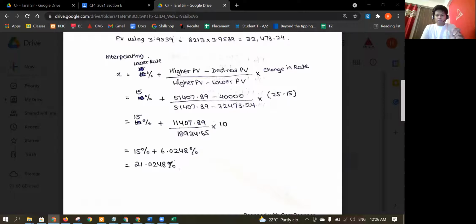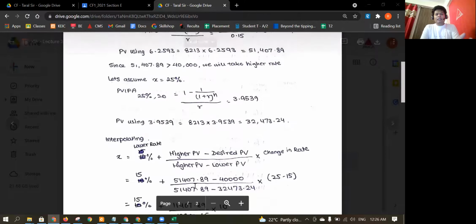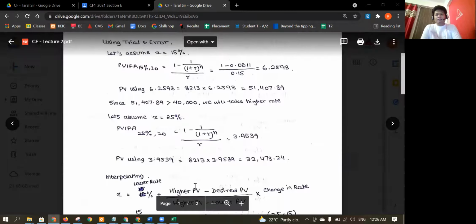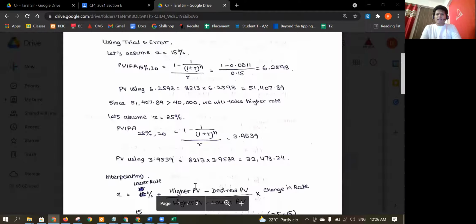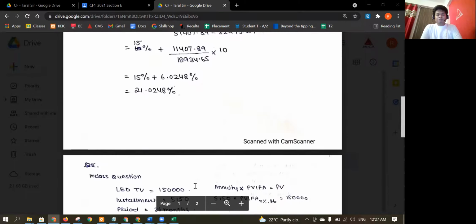You'll get full marks for this. But if I had taken, suppose, 18 and 22, it would have been a much more accurate result. So that's how interpolation works. Generally, if you had taken 10% and 15%, that would also give you the result, but again, the figures would be very messy.